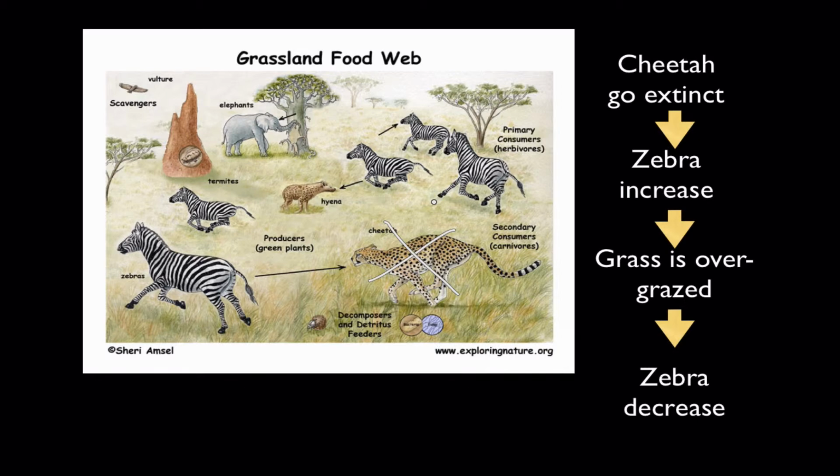So as you can see, if you take one species out, you might think, oh wow, that's good for the ecosystem because the big bad predator is gone. But no, that's not true. The zebra actually are healthier as a species with a predator keeping them in check. It keeps them from eating up all their food and their population growing too large.